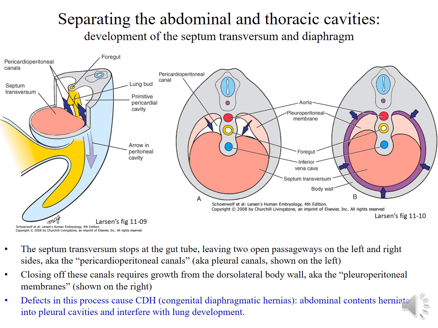So the septum transversum does not extend up to the posterior most point, and it leaves two open passageways on the right and left side, which are nothing but the pericardio-peritoneal canals, and they are closed by the pleuroperitoneal membrane. And if there is any defect in this process, it will result in congenital diaphragmatic hernia, as we have seen earlier. This will result in the protrusion of abdominal content into the pleural cavities and interfere with the development of lungs. This finishes off the lecture.